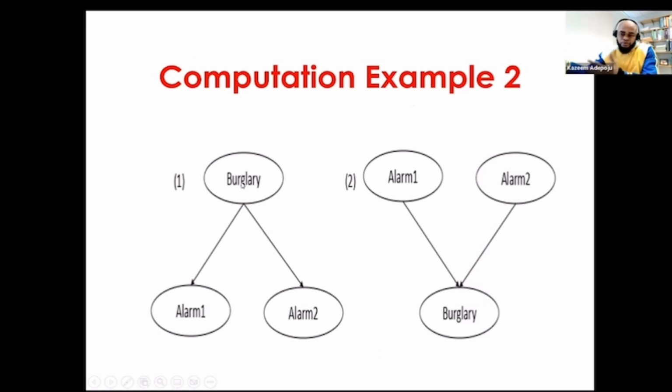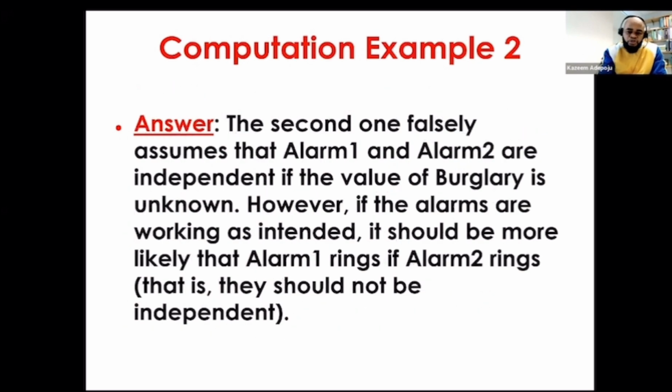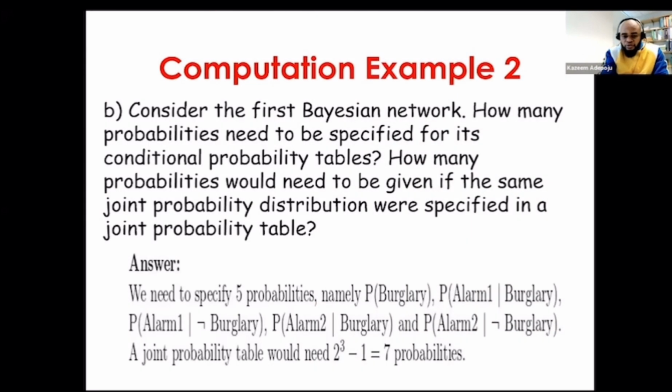Now, what are the possible probabilities that we can figure out, putting into consideration the network? We can have the probability of burglary as a prior. We can have the probability of alarm 1 given burglary. We can have the probability of alarm 1 given the complement of burglary. Anytime you see this sign, I'm referring to the complement of burglary. I can have alarm 2 given burglary, and alarm 2 given the complement of burglary. If you count them, we're only going to have 5 probabilities.